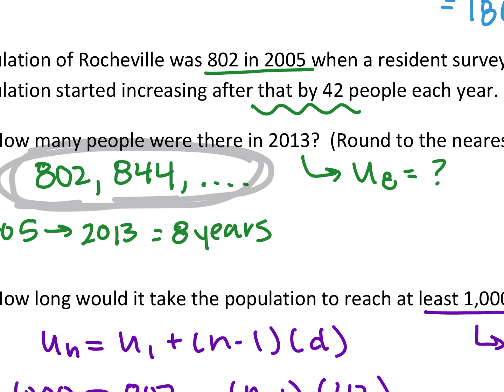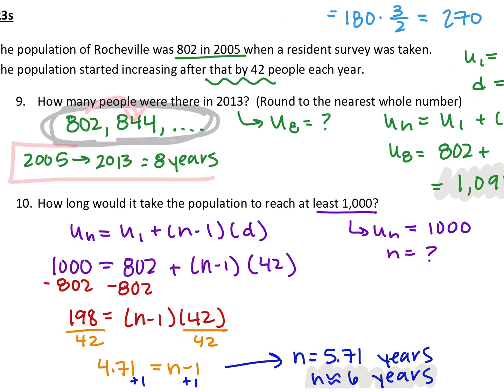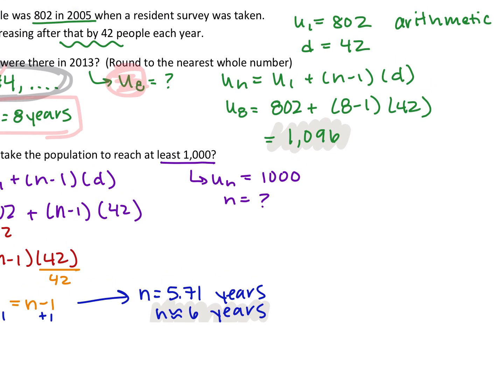It just keeps going up by 42, and that tells you it's arithmetic, and that tells you which formulas to use. All right. This one was a little weird because it had years, so you had to go, oh yeah, that's 8 years later, so it's U sub 8. I think a lot of people got confused by the 2005 to 2013 thing, but that's just saying 8 years, so U sub 8. Final answer on that one, 1096.